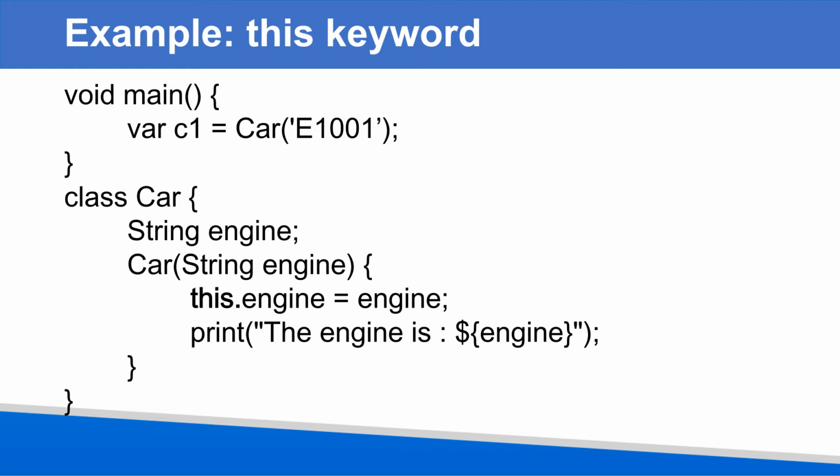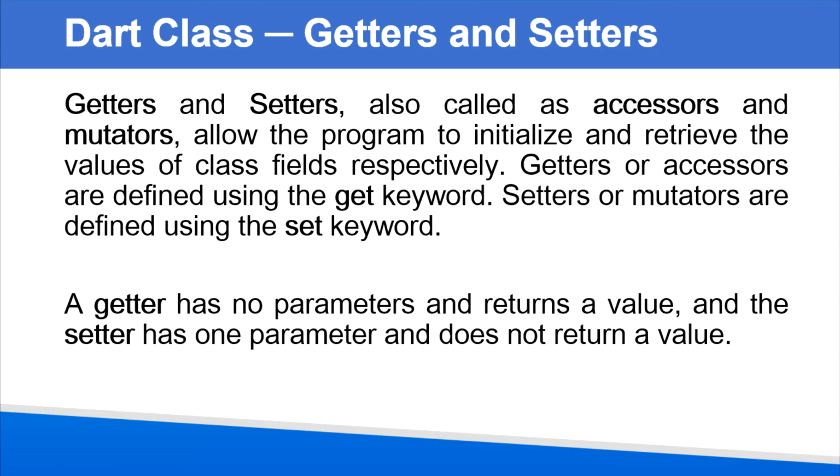And then we print the value of the engine. And the output is: the engine is E1001.